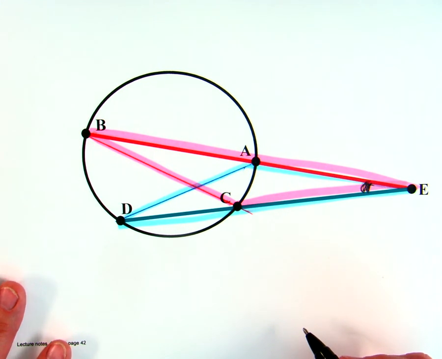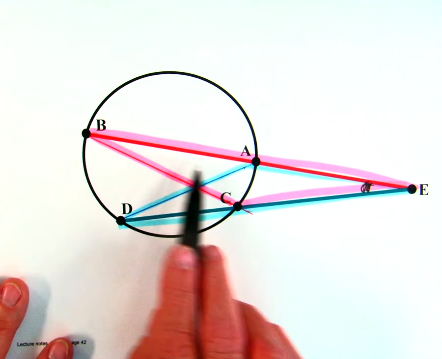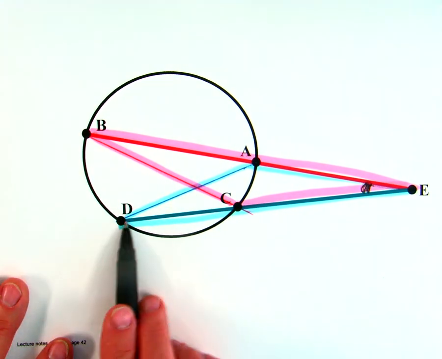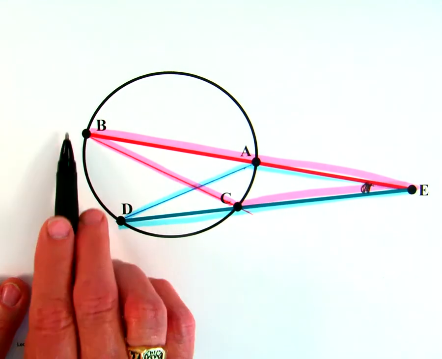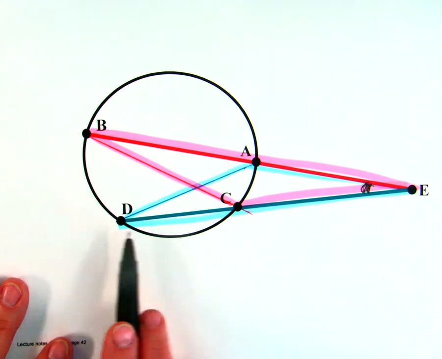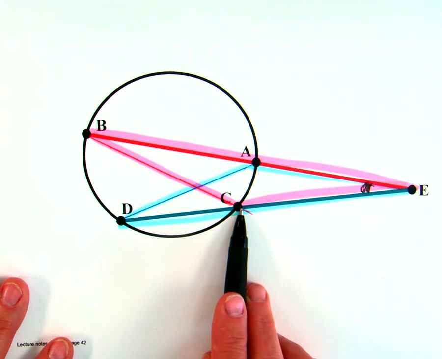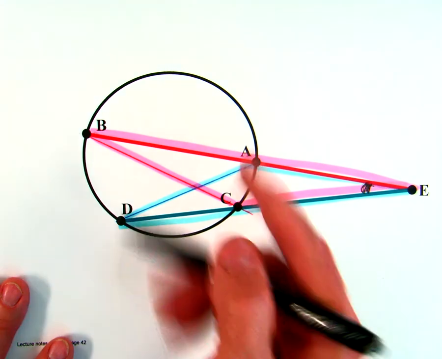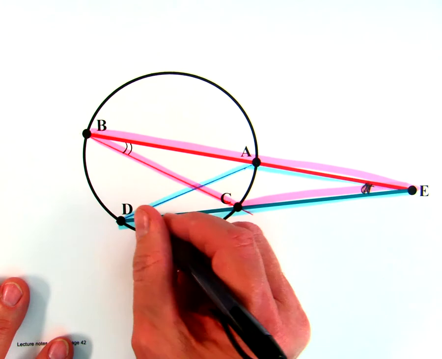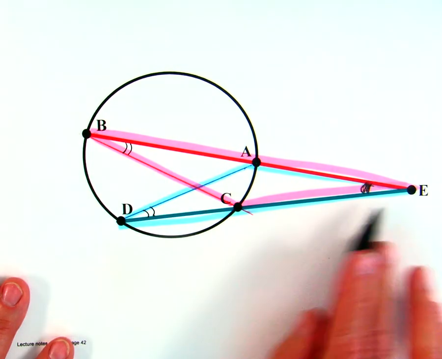Seems like I remember something about angles that open to the same chord are congruent to each other. The angle at B is inscribed. The angle at D is inscribed in the circle, and they both open to the chord AC. Therefore, angle B is equal to angle D. We've got angle, angle. We're good.